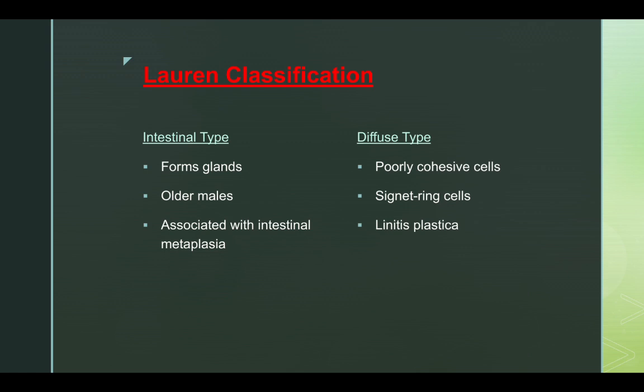Risk factors for intestinal type are H. pylori infection, chronic gastritis, intestinal metaplasia, dietary factors, whereas risk factors for diffuse type are genetic mutation, less related to H. pylori.